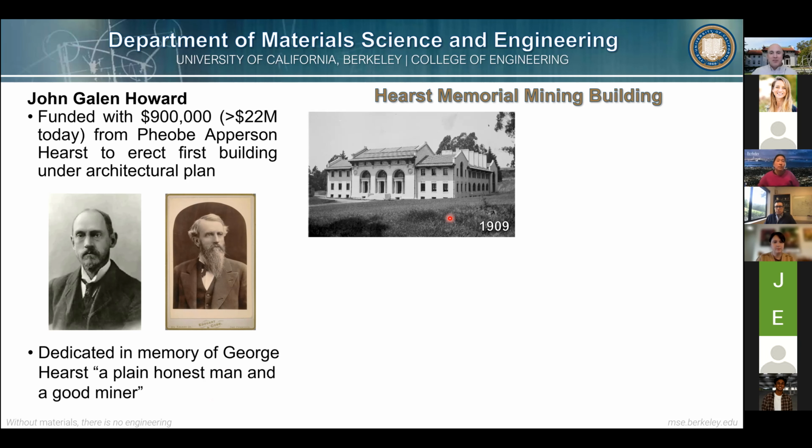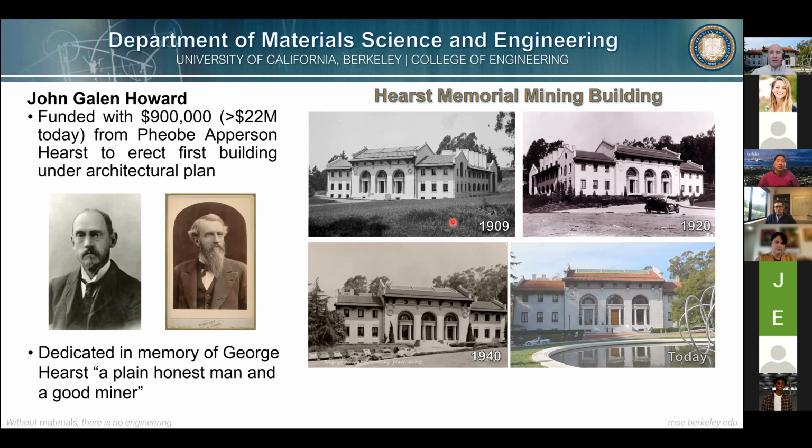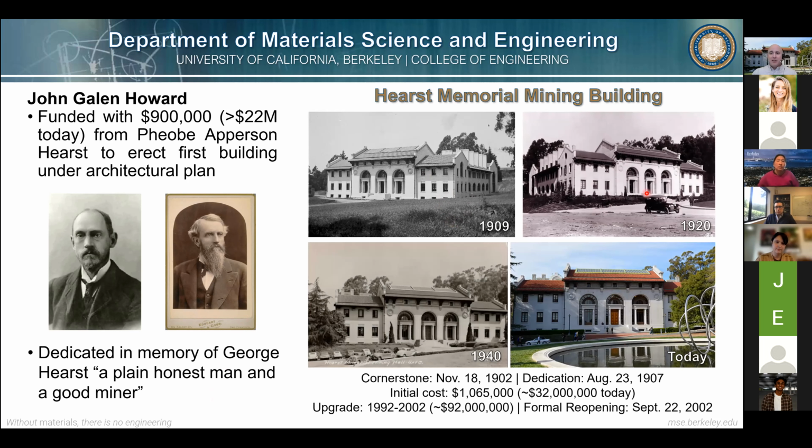So here's a picture of the building circa 1909. And as we go through the years, the cars out front seem to change. You can see we start to get slightly different types of cars out front, but the building still looks kind of classically timeless. Now, the cornerstone was laid in 1902, finished in about 1906, if I recall. Dedication the next year, relatively cheap by today's cost, but went through a very major upgrade in the late 1990s into the early 2000s. So we have a nice kind of home to call for the department.